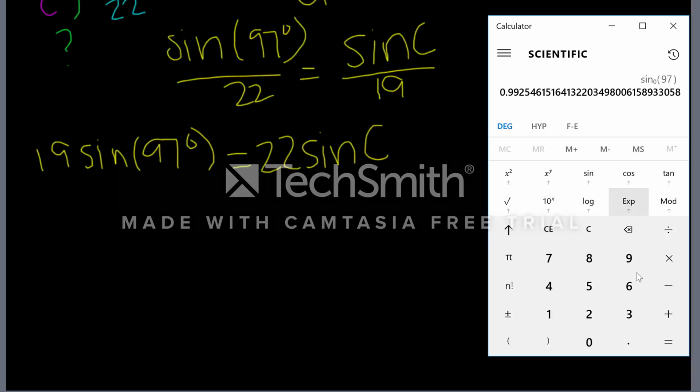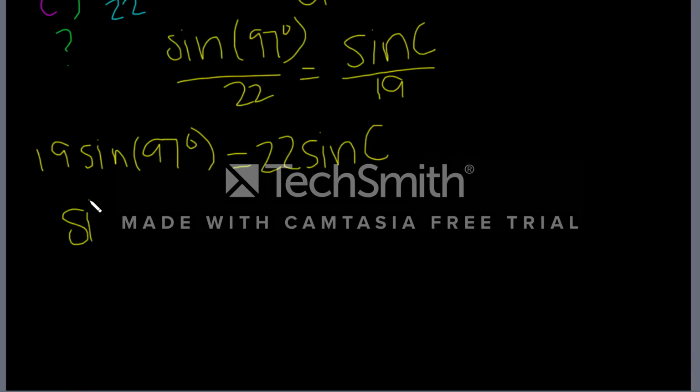Here is the sine of 97, and we're going to multiply that by 19. Then what I'm going to do is divide by 22, and you get this number here. So 0.857. So now we know that the sine of angle C equals 0.857.